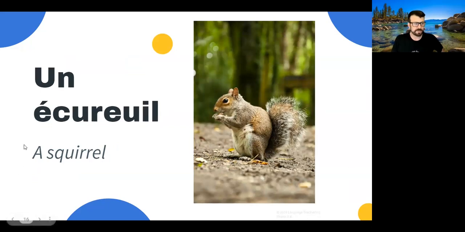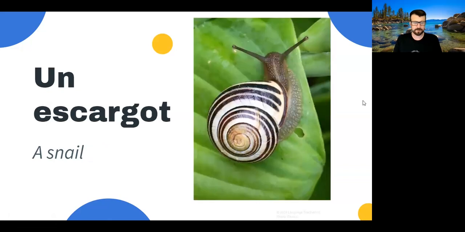Many words in French that start with e, accent aigu, got imported into English, and an S was placed there instead. I don't know why. An écureuil, a squirrel. Try saying that several times in a row. Okay. Most people who come to my French courses already know this word, un escargot, a snail.